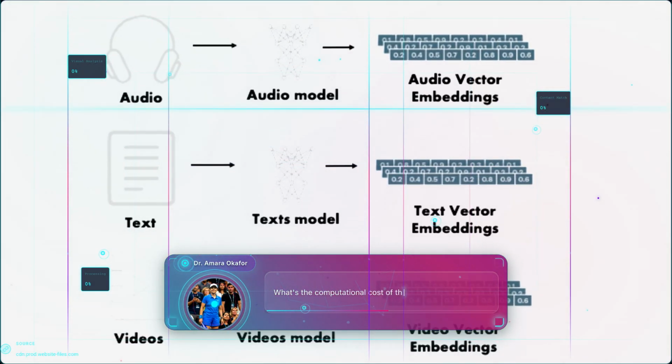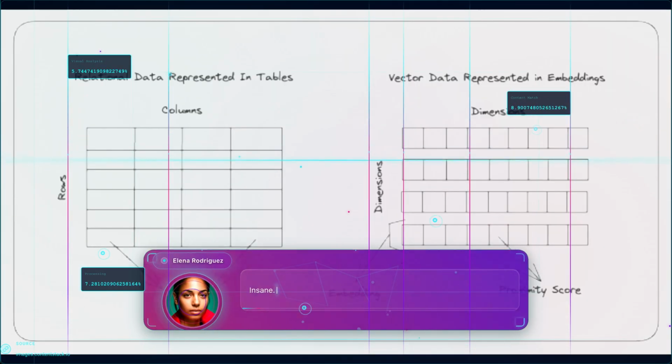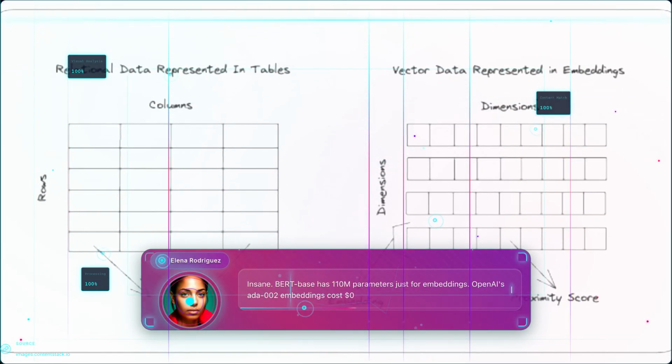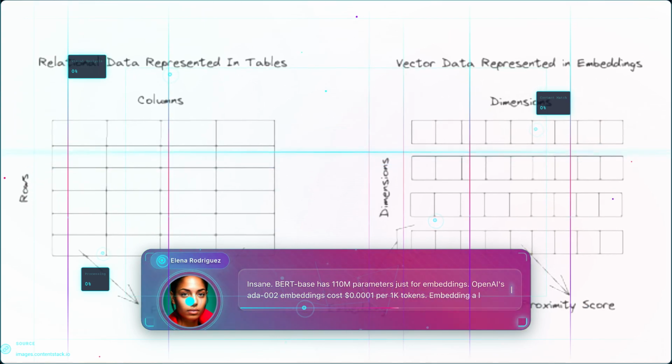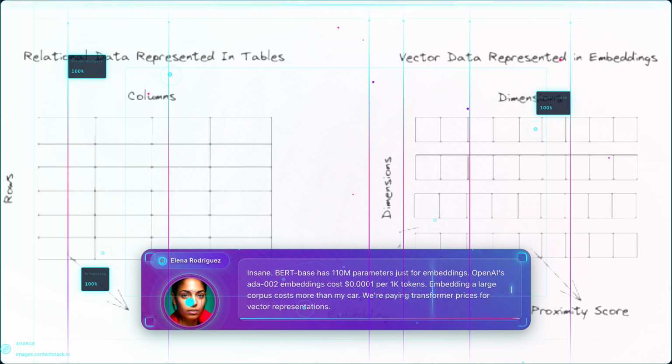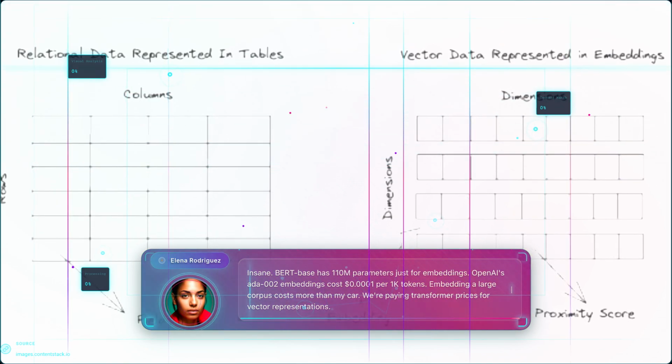What's the computational cost of these contextual embeddings? Insane. BERT base has 110M parameters just for embeddings. OpenAI's ada-002 embeddings cost $0.01 per 1K tokens. Embedding a large corpus costs more than my car. We're paying transformer prices for vector representations.